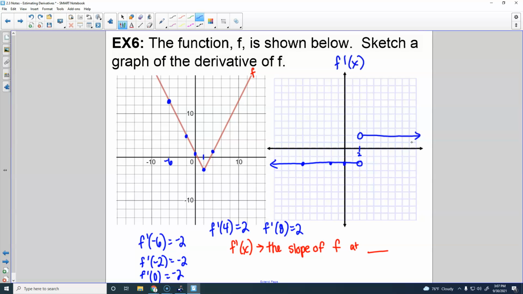I thought you could have two open circles. You can. You don't most of the time on piecewise functions, but on this one you have to because you don't have a derivative at that point. We'll talk a little more about differentiability.